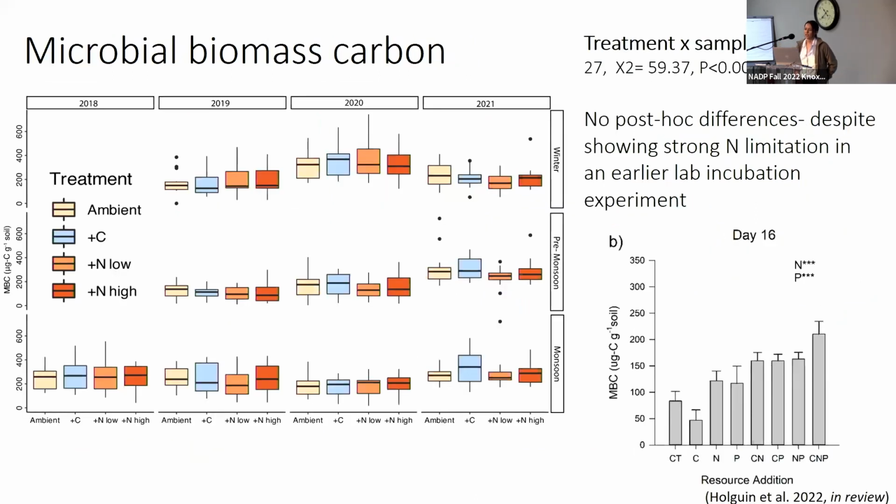For microbial biomass carbon, this indicates microbial limitation. So if they're limited by nitrogen, they'll grow more. We did have a treatment by sampling effect, but post hoc differences did not show anything, and I'm not seeing that strong of a difference visually. And this is in contrast to an incubation experiment that I conducted before the start of this experiment, where we showed that these microbes were limited in the perfect conditions. They had all the water, no plants to compete against, and whatnot.